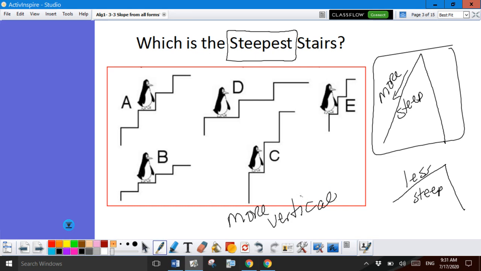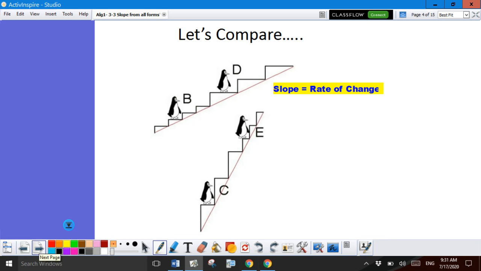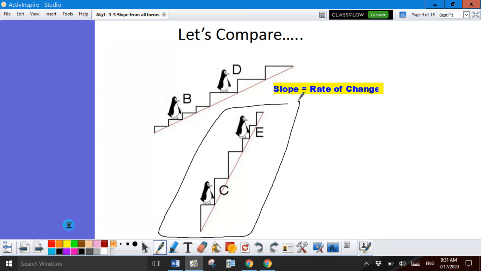Do you have a choice? Okay, let's see how you did. So in actuality, B and D are the same, and C and E are the same. Okay, but we know that this one is actually the steepest. All right, so if you picked C or E, you're correct. But how are those the same?